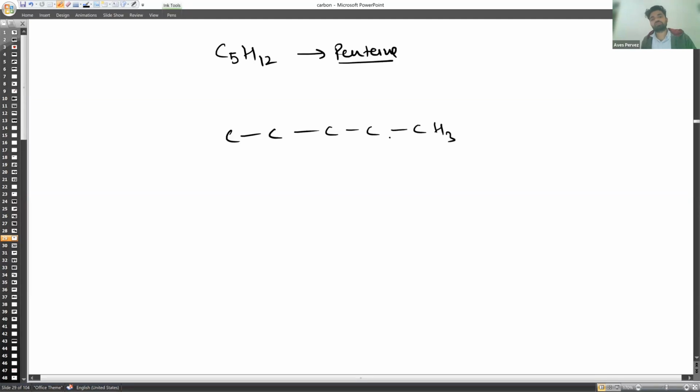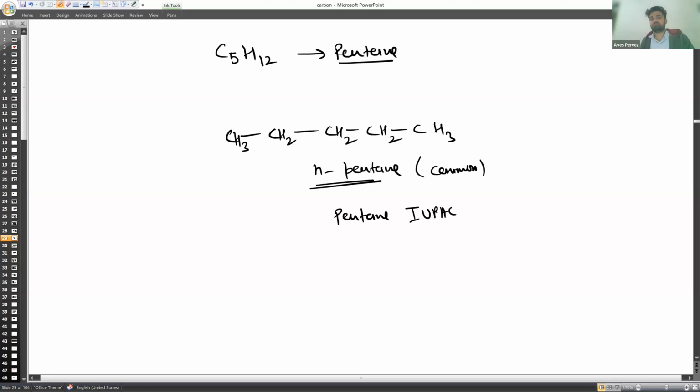CH3, CH2, CH2, CH2, CH3. This is normal pentane, and this is the common name. Its IUPAC name is only pentane. Now just take the 4 carbon chain and make one carbon free.